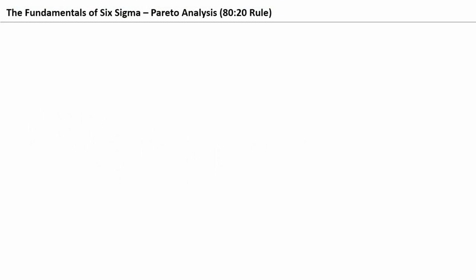The fundamentals of Six Sigma, Pareto analysis, the 80-20 rule. Pareto diagrams are very specialized forms of column graphs. They are used to prioritize problems or opportunities so that the major problems or opportunities can be identified. Pareto diagrams can help Six Sigma teams get a clear picture of where the greatest contribution can be made.